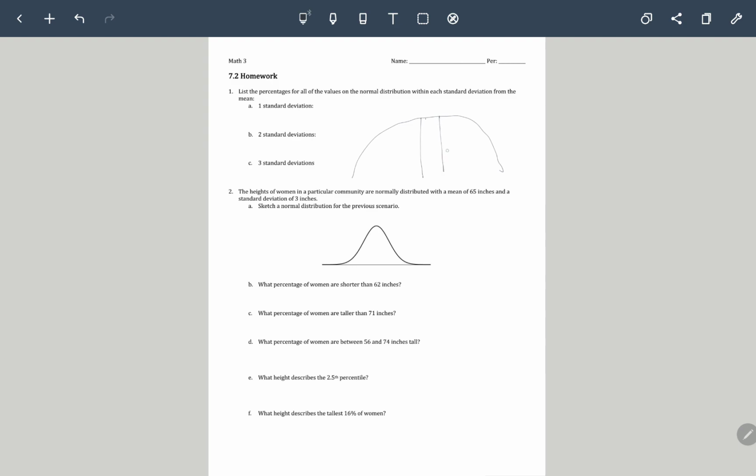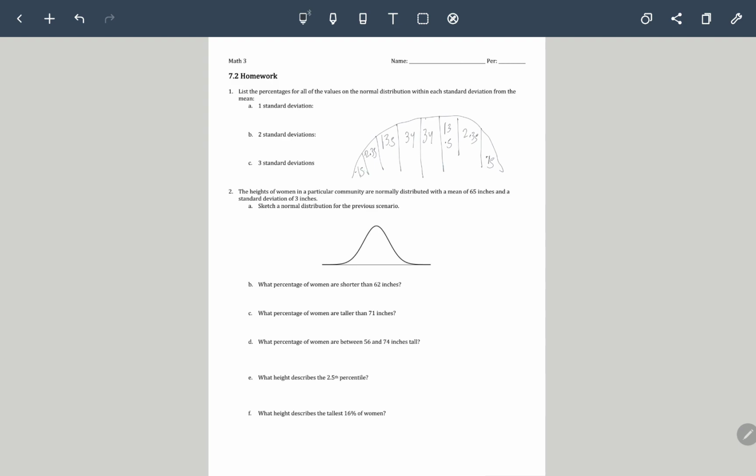So here our graph is split into these compartments, which are percentages. So here we have 34%, we have 13.5%, we have here 2.35%, and here we have 0.15%, right? And on the other side, it's going to be the same 34%. And then we have the 13.5%. And then we have the 2.35%. And then we have the 0.15%, right?